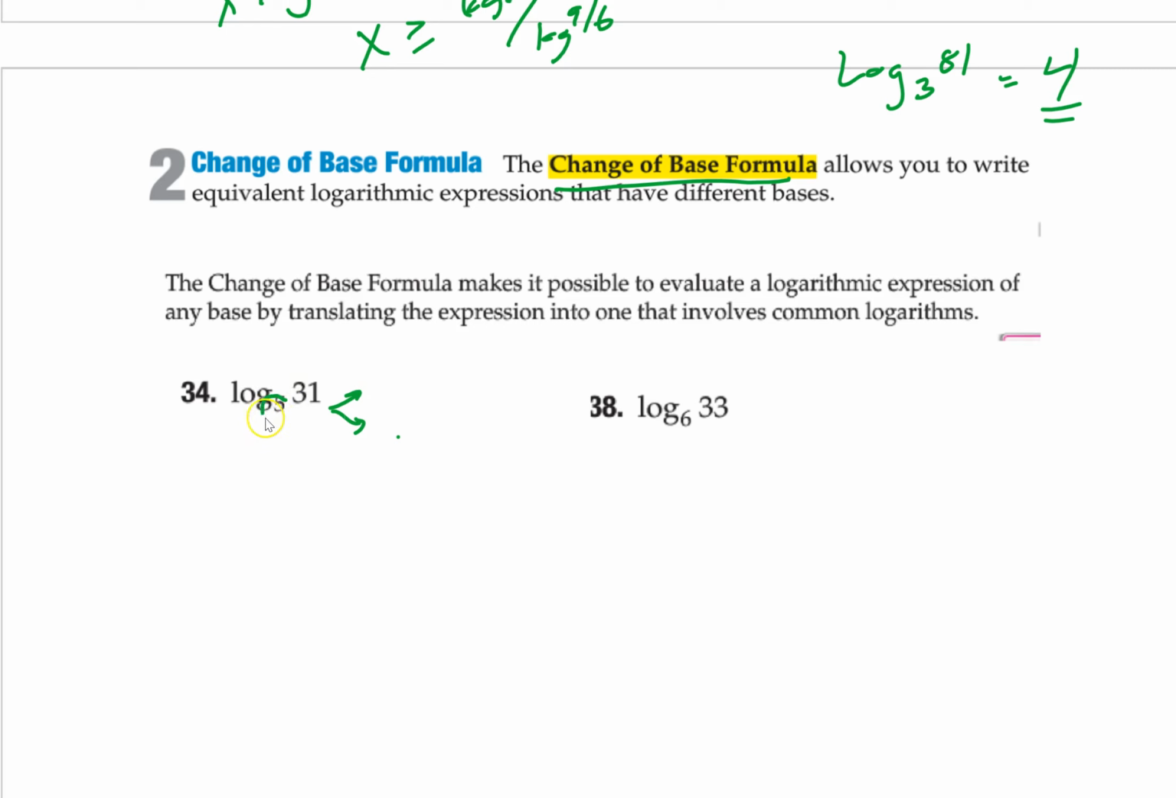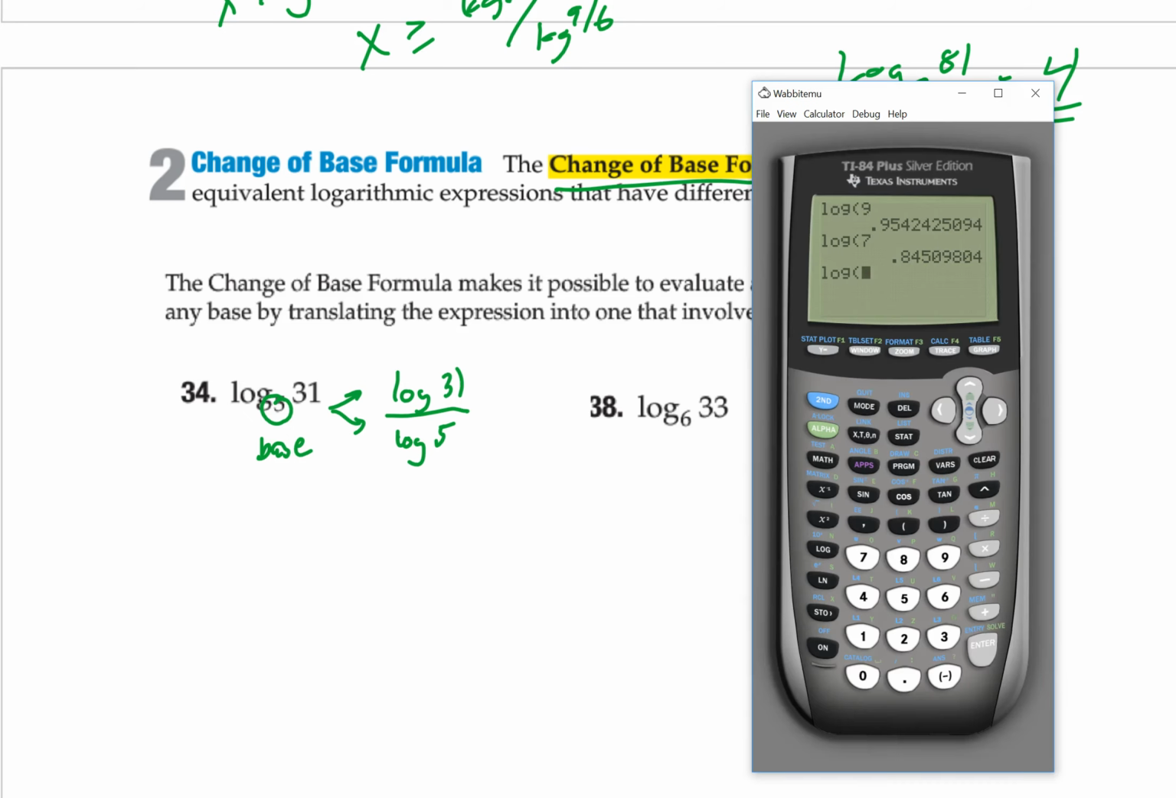Make 2 logs. This is the base. So it goes in the base, the bottom, the basement. So log base 10 of 5, a common log. And then same thing with 31. Log base 10 of 31. So that's how we figure these out on our calculator.